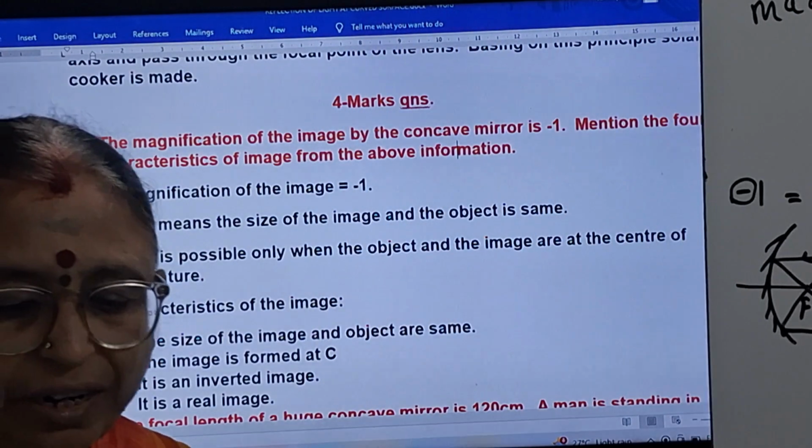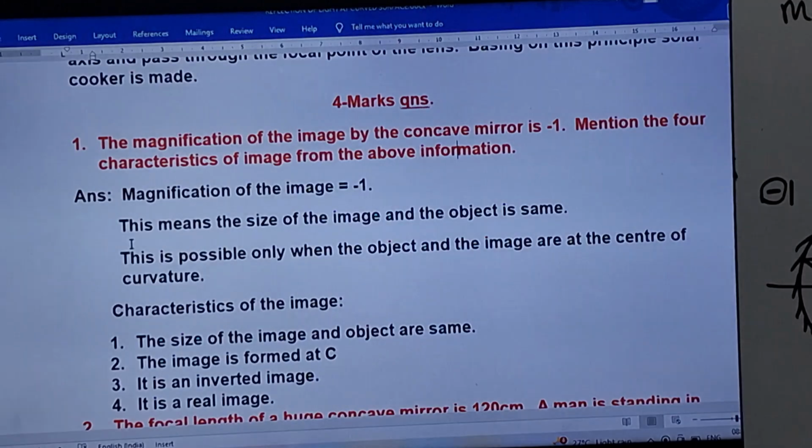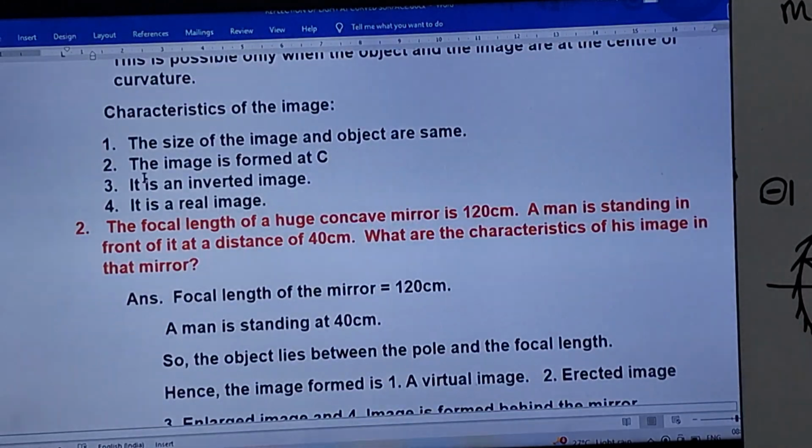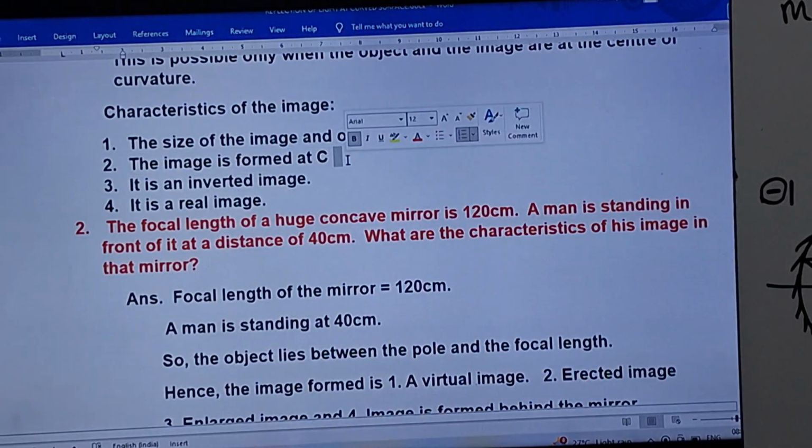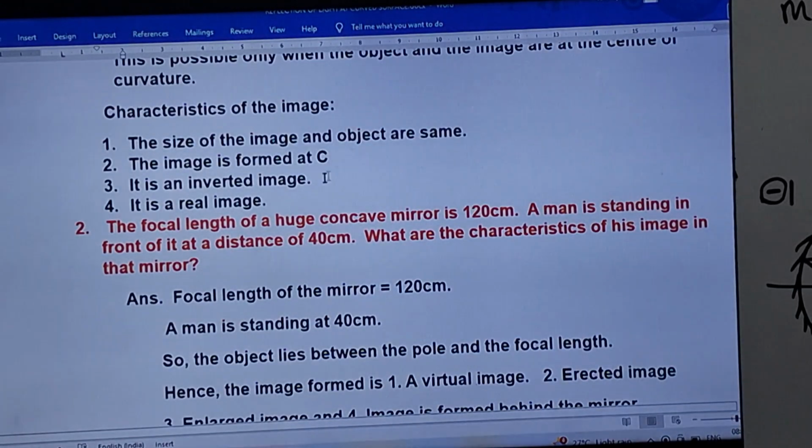Okay. So, what are the characteristics? They are asking the characteristics of the image. The size of the image and the object are the same, and the image is formed at C. It is an inverted image and it is a real image. These are the 4 characteristics. I hope I am clear, children, and I hope you have understood this. The size of the object will be the same as that of the image only when it forms at C, and it is an inverted image we are getting, and it is a real image. This is the first question, children.